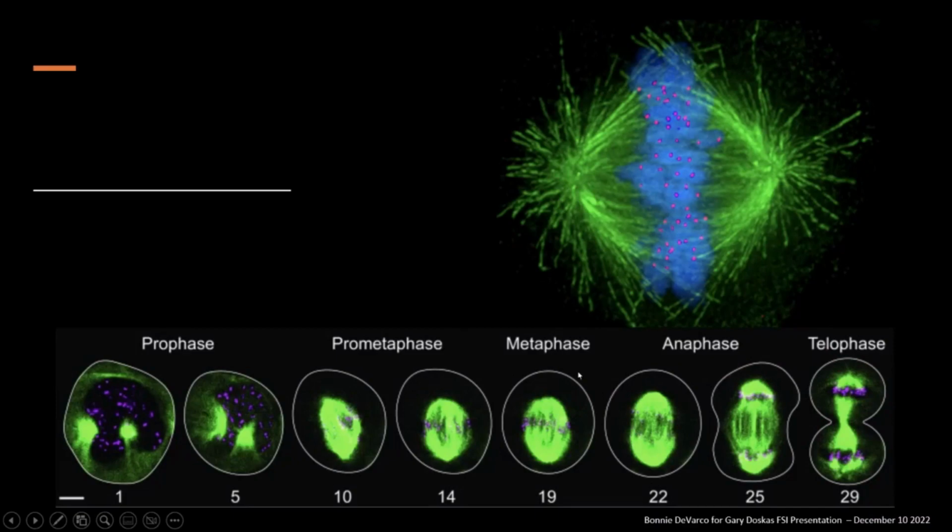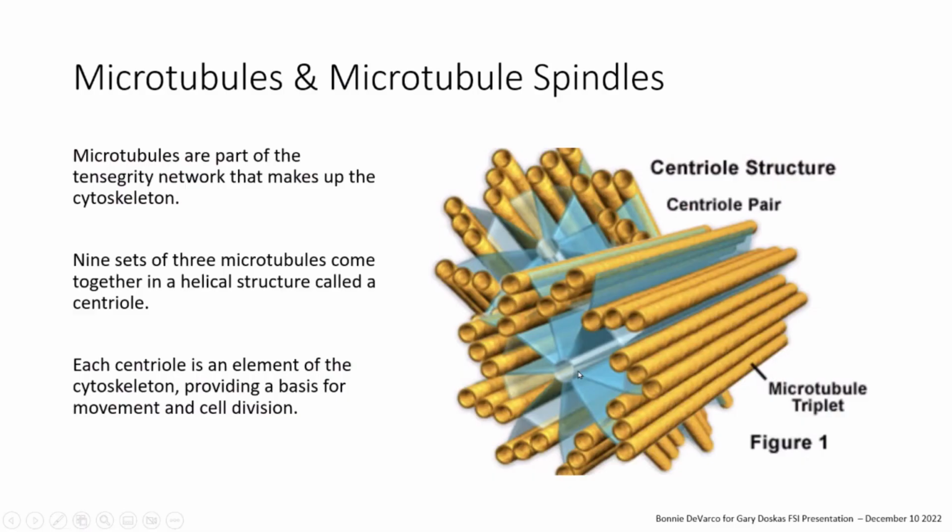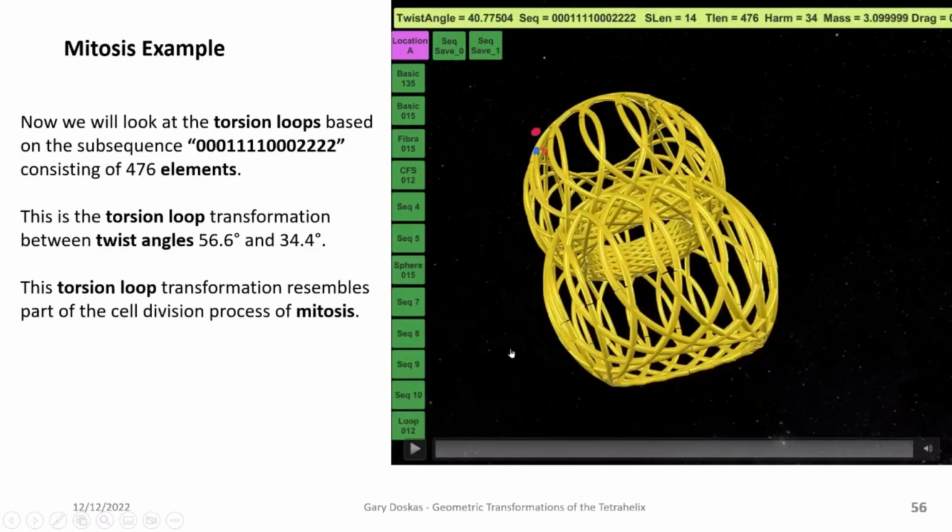And then just some interesting geometries here between these 9 sets of 3 microtubules that come together to form this helical structure. This is not readily available, but you'll see the overall structure of this next simulation exhibits some of that behavior, just ironically.